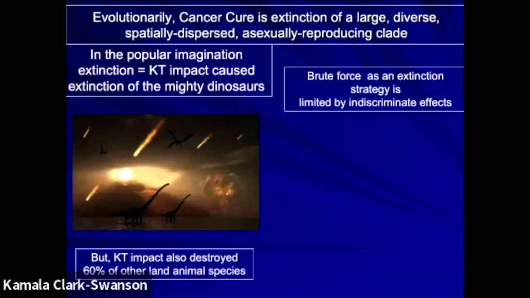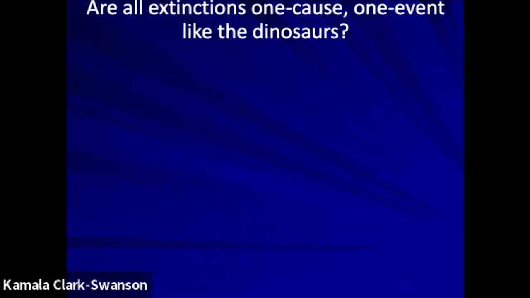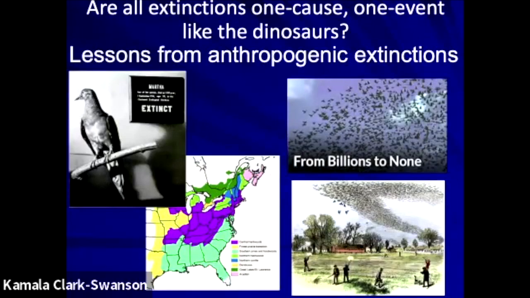So brute force as an extinction strategy is really good, but it has a lot of indiscriminate effects. And if you are trying to treat cancers, the indiscriminate effects are going to be related to normal cells. And I think it's probably fairly obvious that we're always being limited by that, by the toxicity. So the question is, is there an alternative? And so really the question is, is the dinosaur extinction the only kind of extinction? And the answer is no.